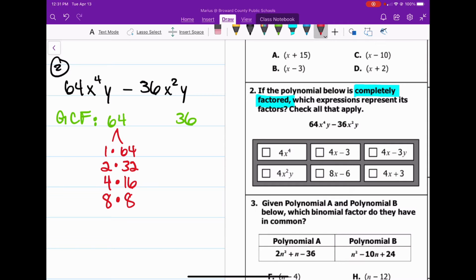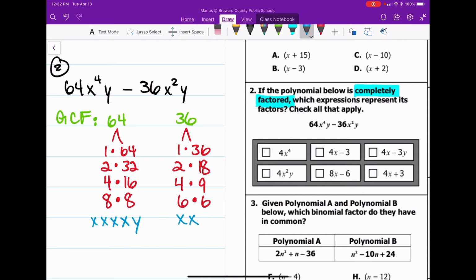Now, when we do the 36, we factor that. That's going to be 1 times 36, 2 times 18, 4 times 9, and 6 times 6. And then underneath, we'll expand the exponent components for the variables. So x to the 4th is 4 x's, 1, 2, 3, 4, and 1 y. And then x squared is 2 x's and 1 y.